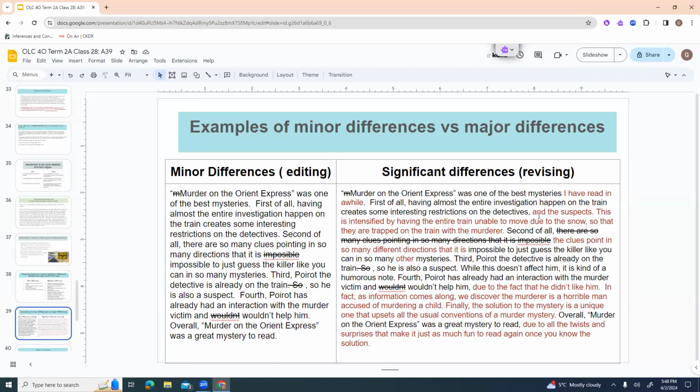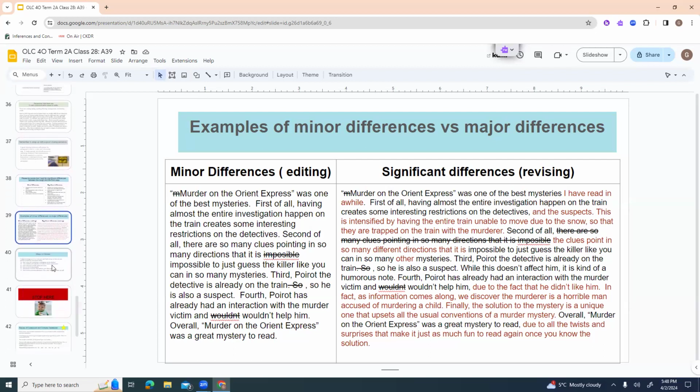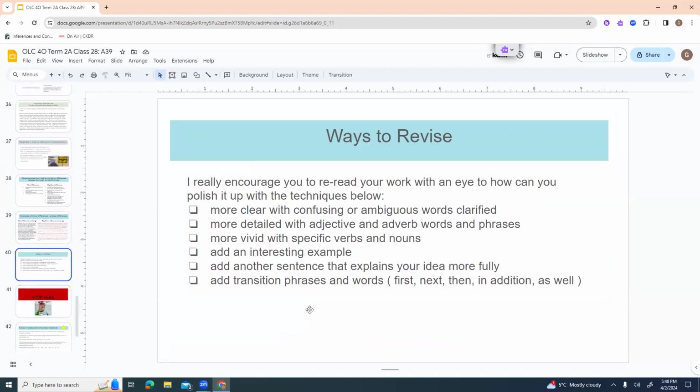So this has created a much stronger paragraph that really sells that book a lot more and explains it a lot more so it's understandable. So that's the kind of differences I'm looking for when I look at your rough draft versus your good draft. If you're looking for ways to revise, I really encourage you to read your rough draft with an eye to how you can polish it up.